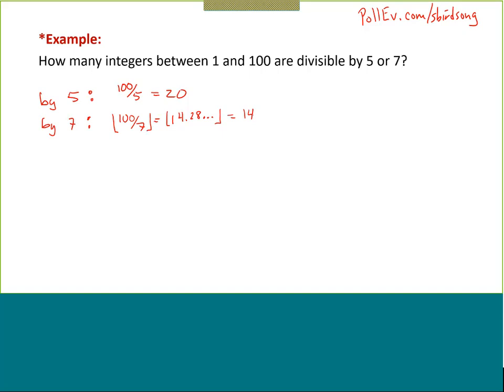Now, once we have that, there are 20 numbers between 1 and 100 that are divisible by 5, and 14 numbers between 1 and 100 that are divisible by 7. The question, of course, is: we didn't really care how many numbers were divisible just by 5 or just by 7. We care about the numbers that are divisible by 5 or 7. So what do we do with those two numbers? Any guesses? Or should we calculate something before we figure out the final answer? It is all about the setup for this question.